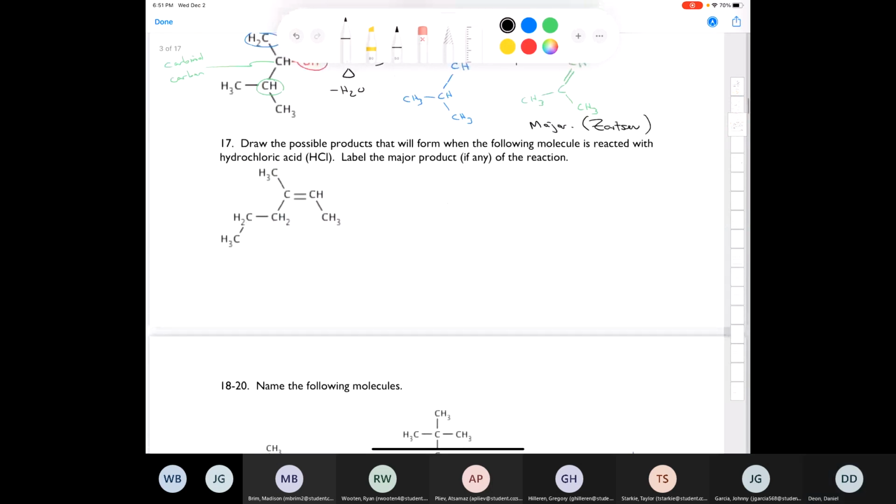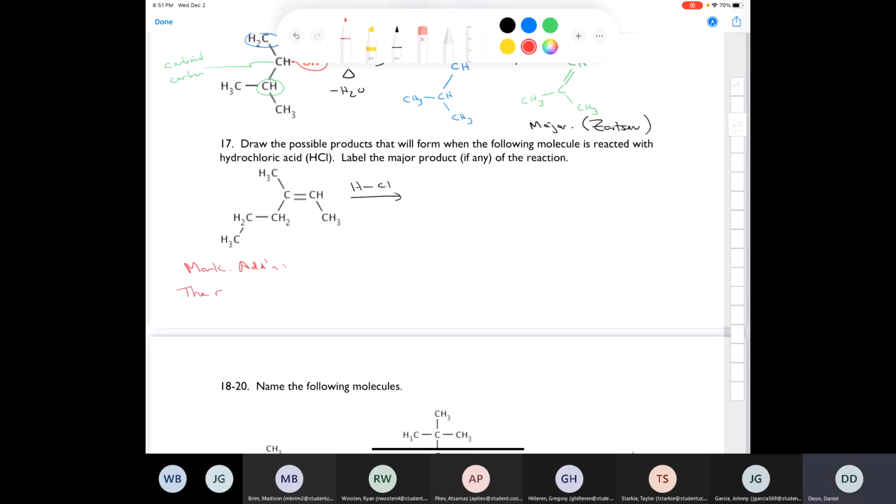Okay. Let's take a look at number 17. Draw the possible products that will form when the following molecule is reacted with HCl. Predict the major product. Okay, so this is a Markovnikov addition, right? We are adding HCl. One of these carbons is going to take the hydrogen, and the other one is going to take the chlorine. Remember the rule for Markovnikov addition.